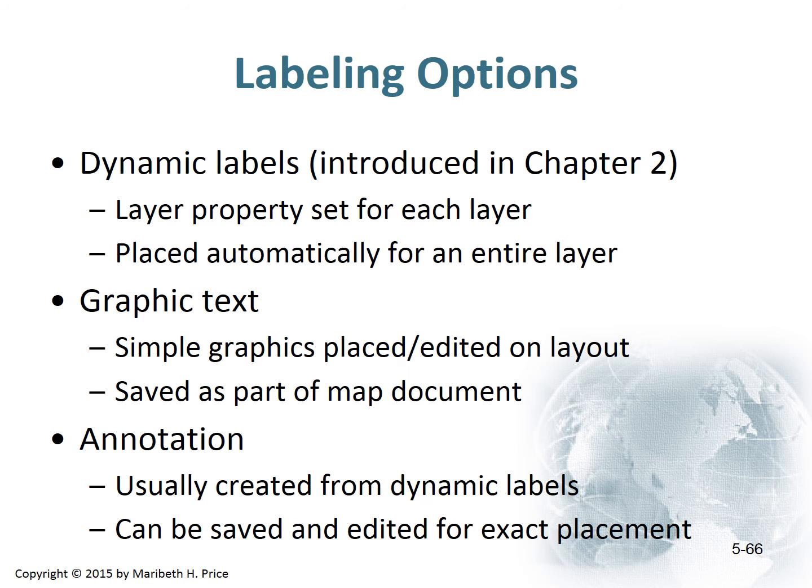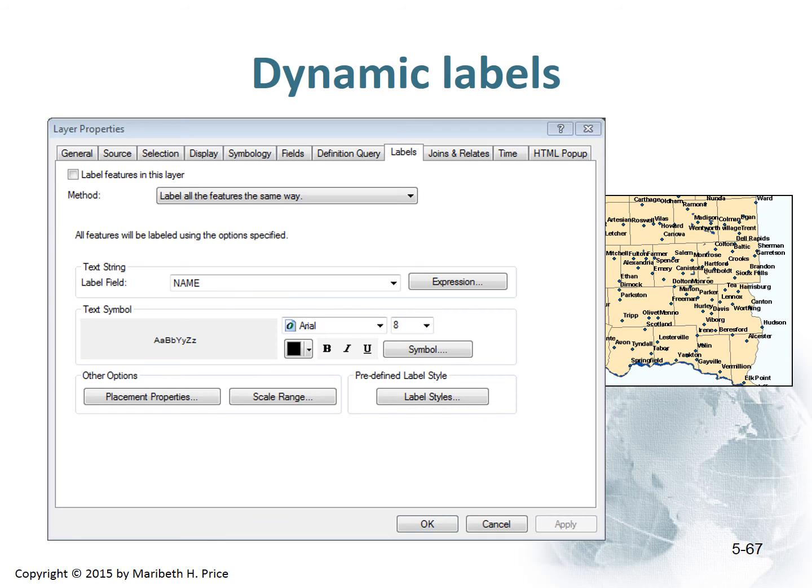Labeling and annotation: dynamic labeling, which is introduced in Chapter 2. Layer properties are set for each layer. They're placed automatically for an entire layer. Graphic text is simple graphics placed and edited on layout. It's saved as part of your map document. Annotation is usually created from dynamic labels and can be saved and edited for exact placement, so you can move it around a little bit if you need it. It can be very helpful that way, because a lot of times the straight options that we have in terms of labeling things don't always label very well.